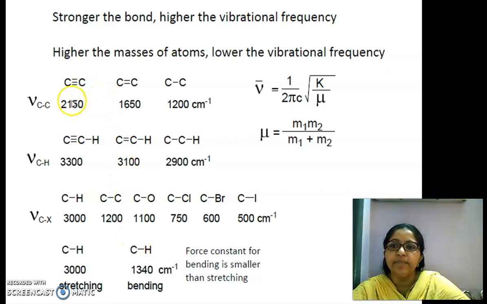Take this as an example. This is a stronger bond, it is having higher frequency. Double bond, a little lesser. Single bond, even lesser. Now, if you add one more hydrogen to it, what do you see? Now it becomes a heavier atom, more heavier, and this is the reduced mass. So if the mass is increasing, the frequency is decreasing, meaning it is inverse.